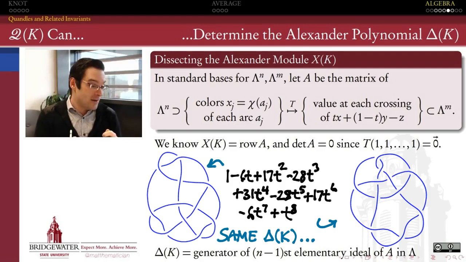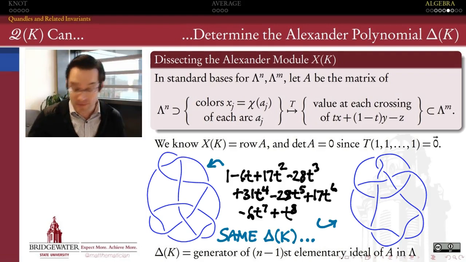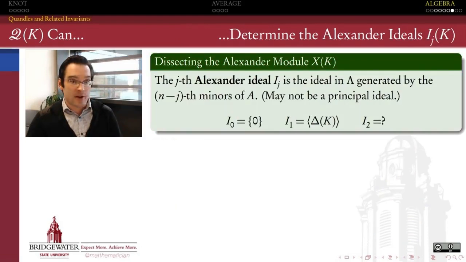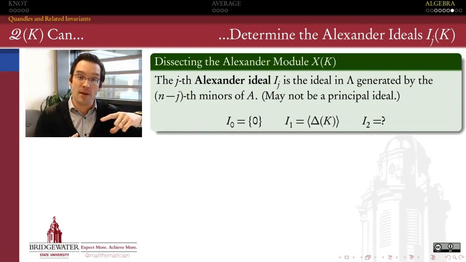And so at this point, we've gotten to such a sophisticated invariant, and we haven't found a disagreement. Maybe these two knots actually are the same, after all. Well, the good thing is we can repeat this process to dissect the Alexander module a little bit further. And instead of looking at the n-1 dimensional minors, what about the n-2 dimensional minors?